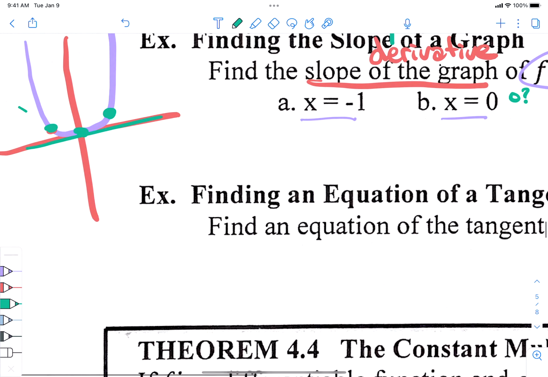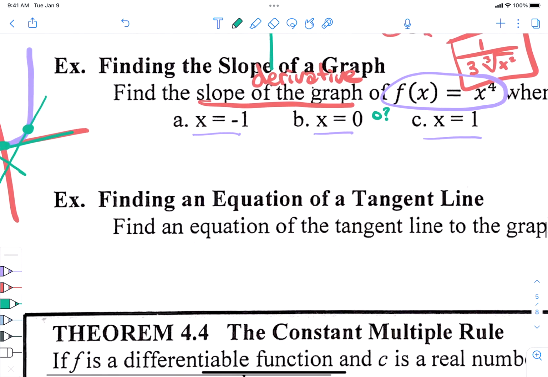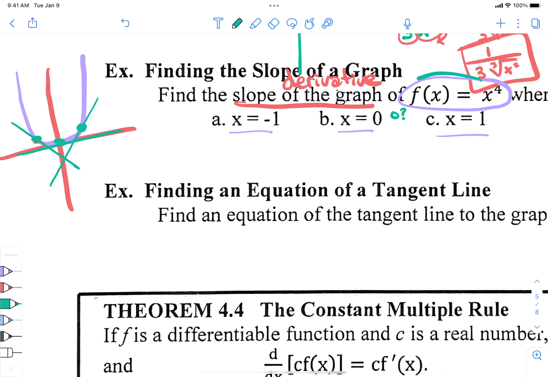Okay. At -1, I'm trying to find the slope of that guy. At +1, I'm trying to find the slope of this guy. You will not have to graph these. I'm just providing the graphs so that you understand what we're finding. So we have the graph of x to the 4th power, and I want to find its derivative. What's the derivative of x to the 4th power? 4x cubed. 4x cubed, okay?